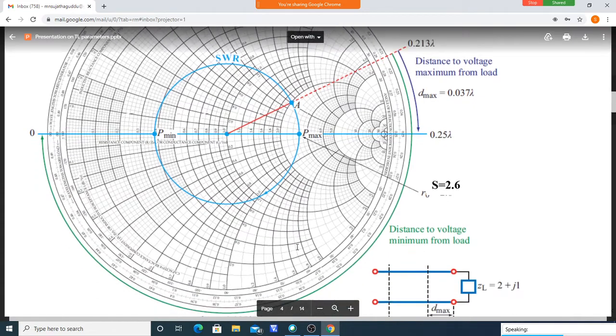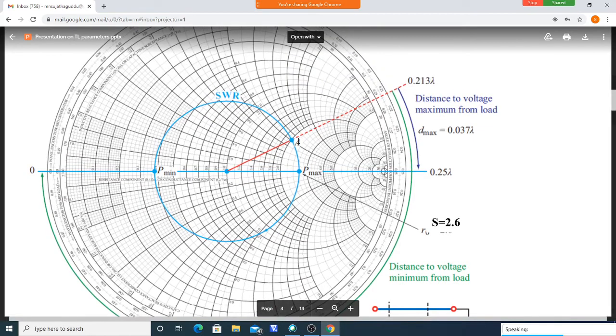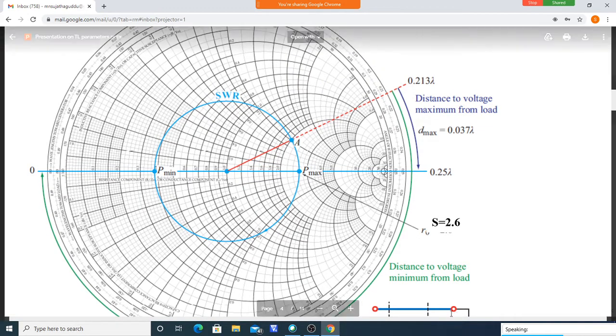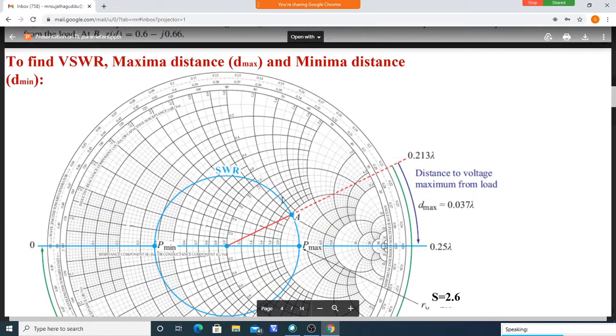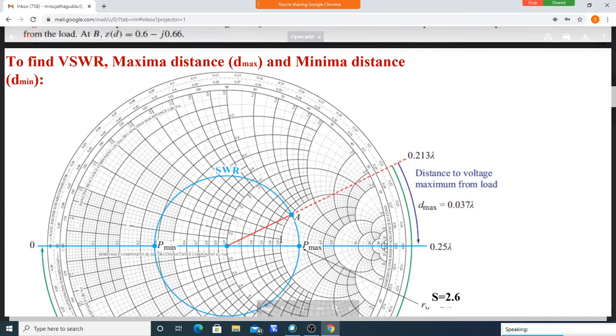So again, what we have to do for that, you should mark the load impedance 2 plus 1j. 2 plus 1j is here, it is plus 1. In the previous problem it is minus 1. Present problem 2 plus 1j. So this 2 circle intersects with the plus 1, see like this. This is the load point.